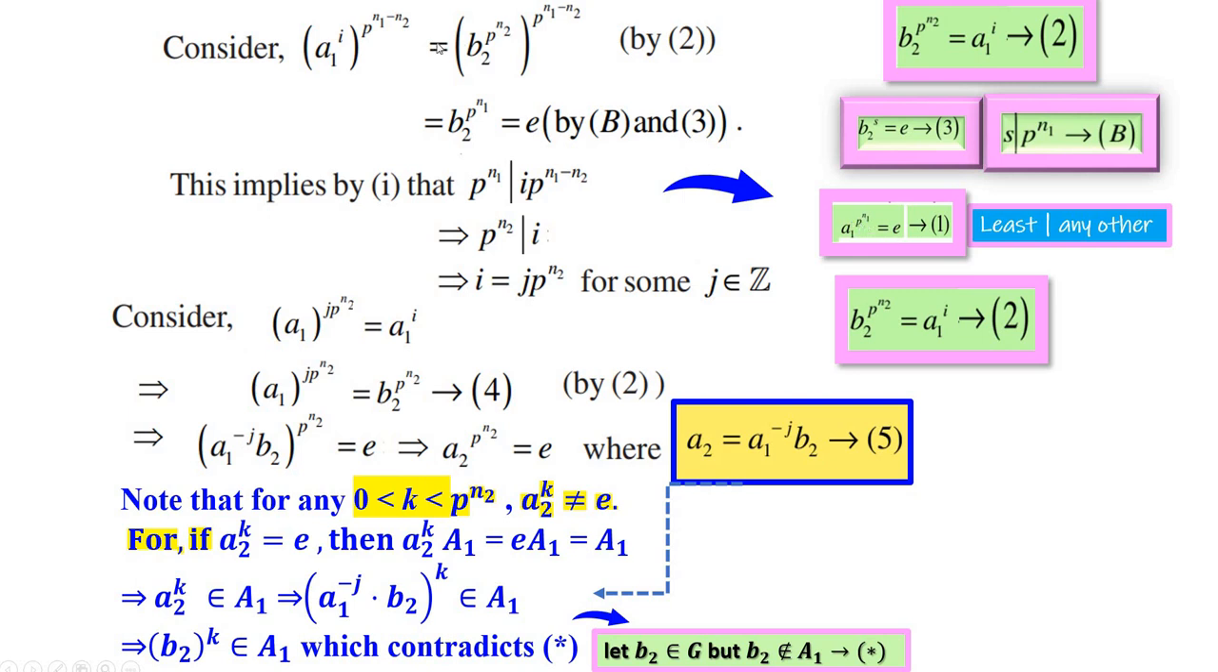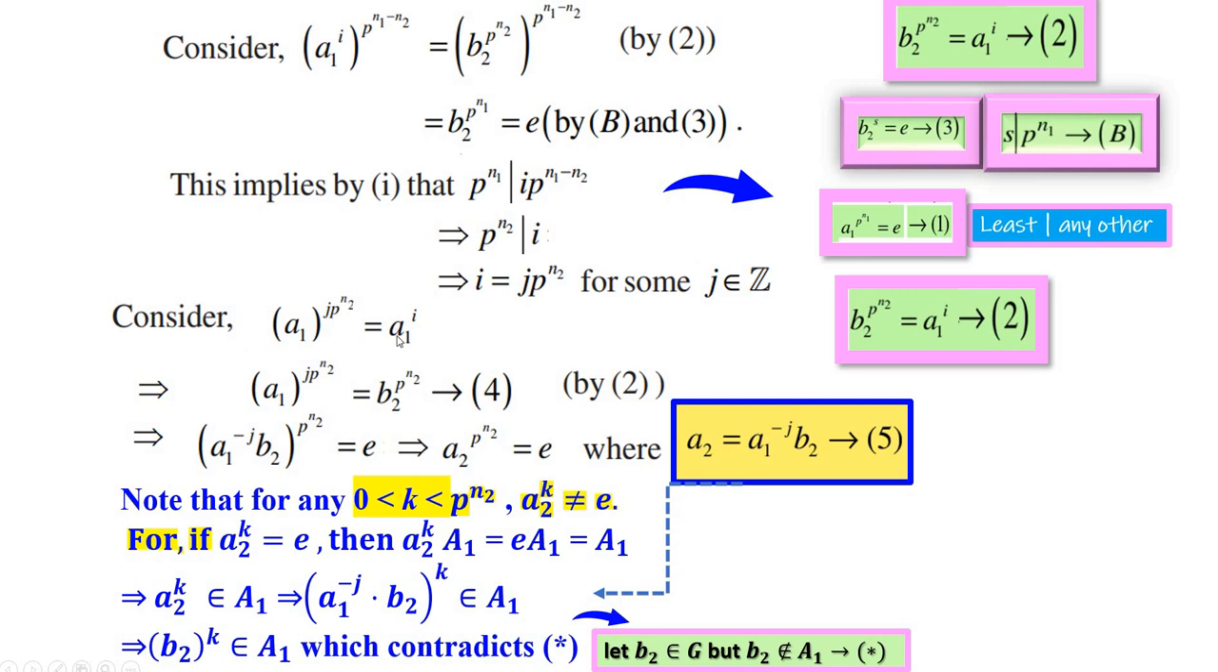So here what we have is, for a1 we have a1^(p^n1) to be the identity element. This is the least and this is any other, so the least must divide any other. Using that we have p^n1 dividing this i times (p^n1 - n2). So this in turn implies p^n2 divides i, or rather i is some integer times p^n2, for some j in Z.